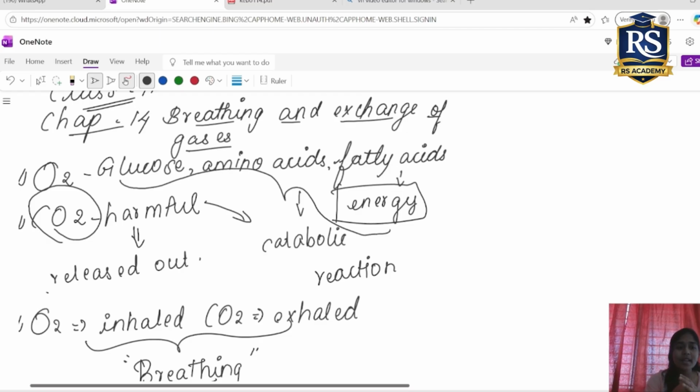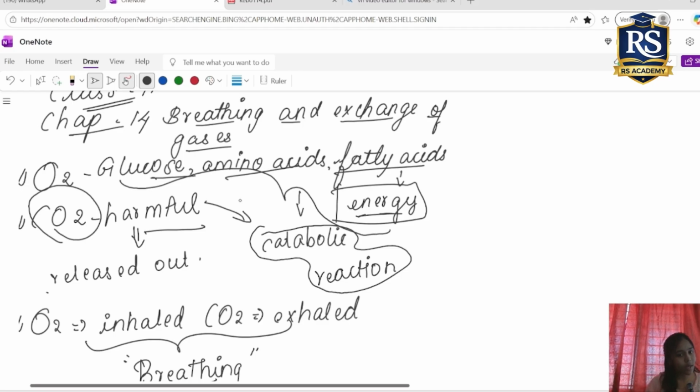What is breathing? Breathing is a process by which our body takes in oxygen and removes carbon dioxide. Our body needs energy to perform various activities. To obtain that energy, simple compounds like glucose, amino acids, and fatty acids are indirectly broken down to retrieve energy. This process is called a catabolic reaction. CO2, a harmful gas, is also released during this catabolic reaction. So, oxygen must continuously enter the body and carbon dioxide must be removed from our body. This exchange of gases is called breathing or respiration.